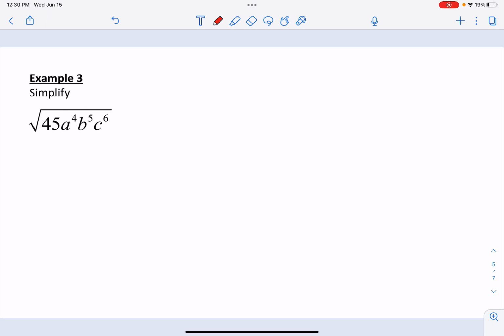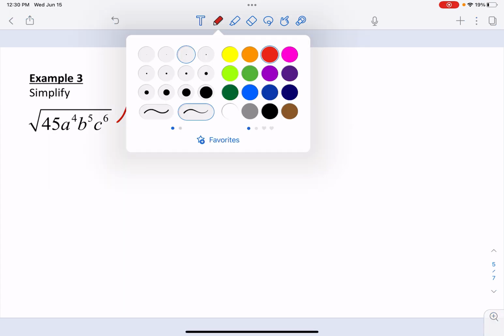Okay, this guy. What you want to do is start breaking everything up. So break up that, I'm going to start it up over here. Break up the 45 into perfect squares. So 45, 9 times 5.